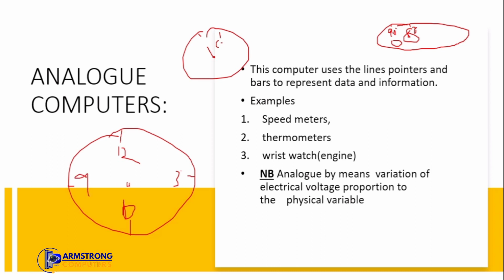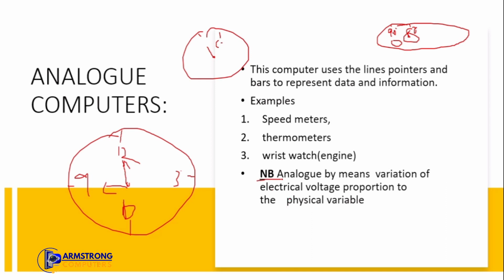So when the long bar goes to 12 and the short bar goes to 9, the line pointers and the bars are giving you the information regarding the clock and the time. So basically that is it. So this becomes an analog computer.